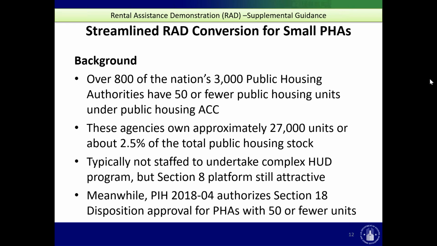Meanwhile, PIH Notice 2018-04 authorizes Section 18 disposition approval for PHAs with 50 or fewer units. It makes the disposition under Section 18 much simpler. You don't need to meet the obsolescence test in order to get Section 18 approval. So this streamlined RAD conversion option is very much part of a departmental effort to create more of a toolkit for these agencies. Our goal in developing this option is to make conversion substantially simpler for this population while not taking on undue risk.